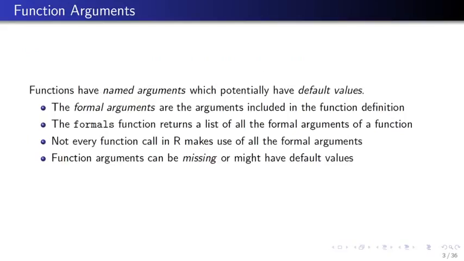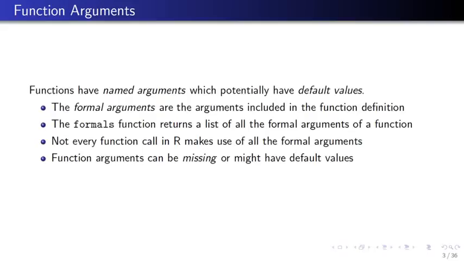So functions have what are called named arguments, and the named arguments can potentially have default values. So a lot of these features are useful for when you're designing functions that may be used by other people. And for example, you may have a function that has a lot of different arguments, so you can tweak a lot of different things, but most of the time you don't have to change all those different arguments. You may only care about one or two. So it's useful for some of the arguments to have default values.